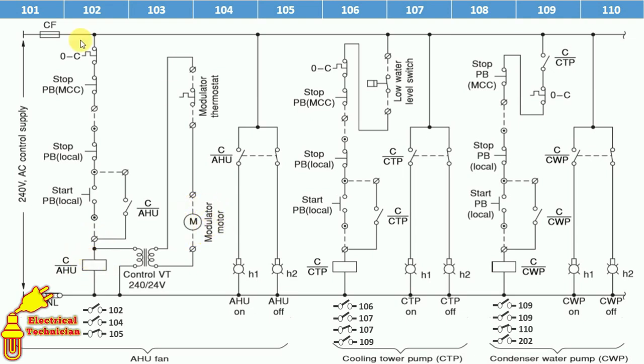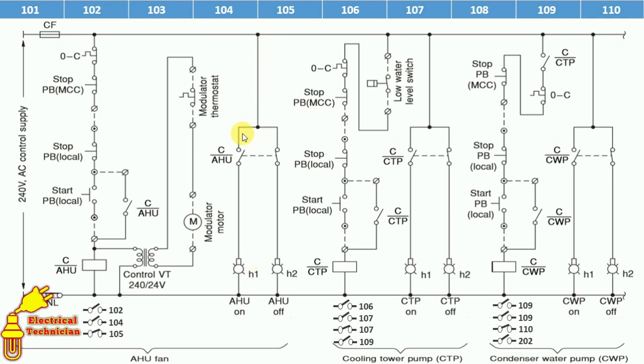Now for the operation of this AHU, indications are connected here. AHU on and AHU off is written here. To check whether the AHU is on or not, we connected indication lamps. You can see one on indication lamp and one off indication lamp is connected. Now how these on indication lamp and off indication lamp are going to operate, let's see this also.